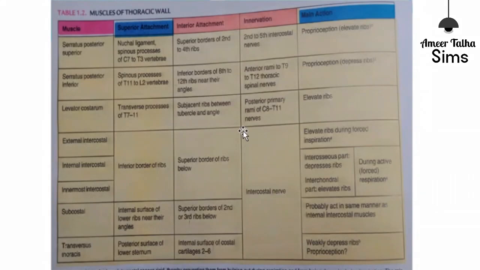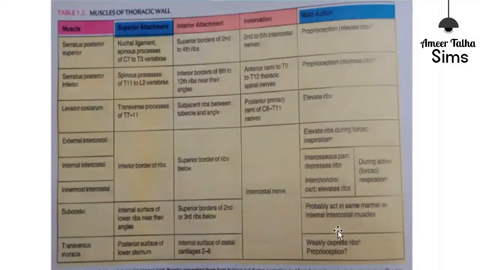Next we have external intercostal, internal intercostal, and innermost intercostal muscles. As you can see, the internal and innermost intercostal muscles have two parts, the interosseous part and the interchondral part. The interosseous part depresses the ribs, while the interchondral part elevates the ribs. The subcostal muscle originates from the internal surface of the lower ribs near their angles, and it inserts on the superior border of the second to third ribs below. It helps in the same manner as the internal intercostal muscles.